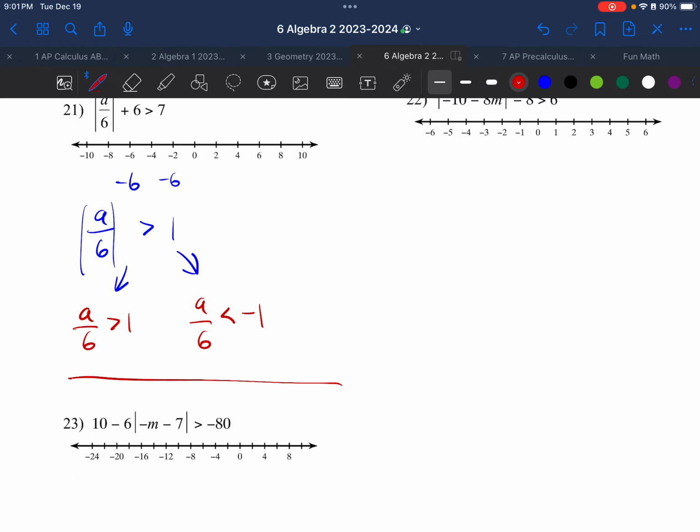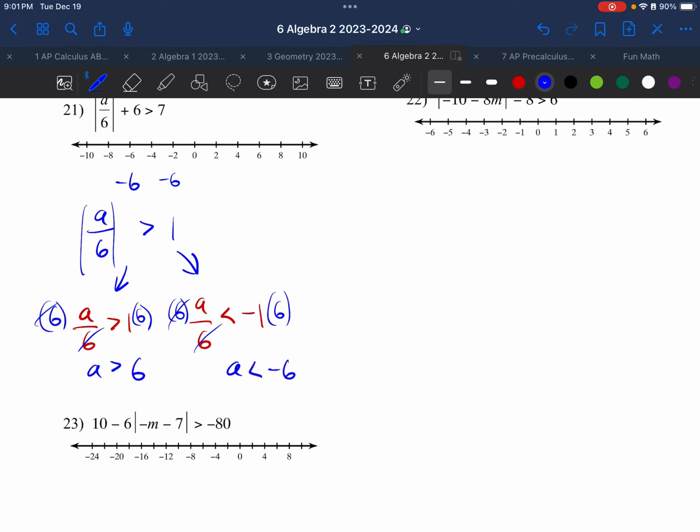I'm going to go ahead and do an intermediate graph down here to see what's... Oh, we're not done. I still have to multiply by 6, don't I? Multiply by 6 on each of these, and they're gone. A is greater than 6, or A is less than -6.